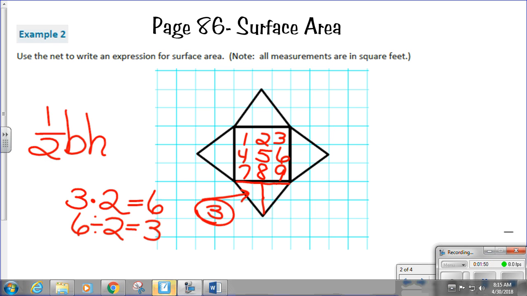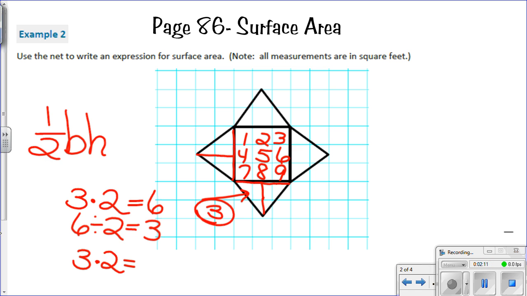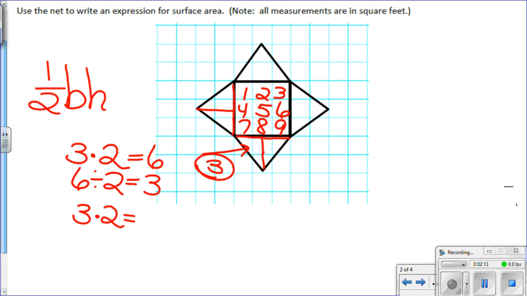Do not assume that all the triangles have the same surface area. You need to make sure. So I'm going to start on this side here. It has a base length of 1, 2, 3. And how high is it? 2. 3 times 2 is 6, divided by 2 is 3.